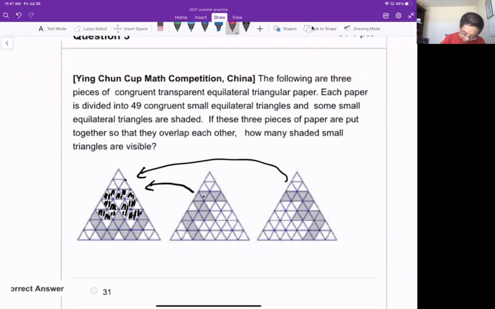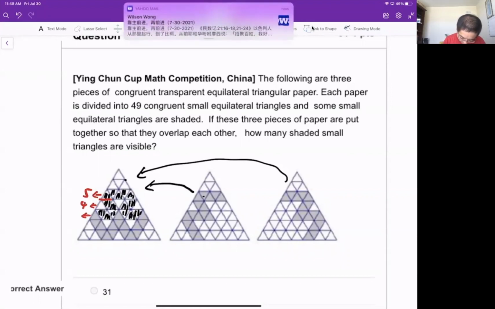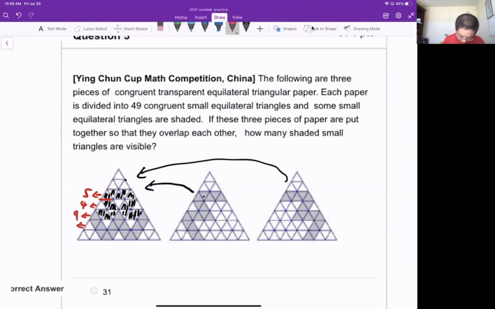All right, let's count them. In the first layer, there are 5, and then the second layer is 4. Let's look at the third layer: 1, 2, 3, 4, which is 9. And then let's look at the fourth layer: 1, 2, 2, 3. So this is 7.